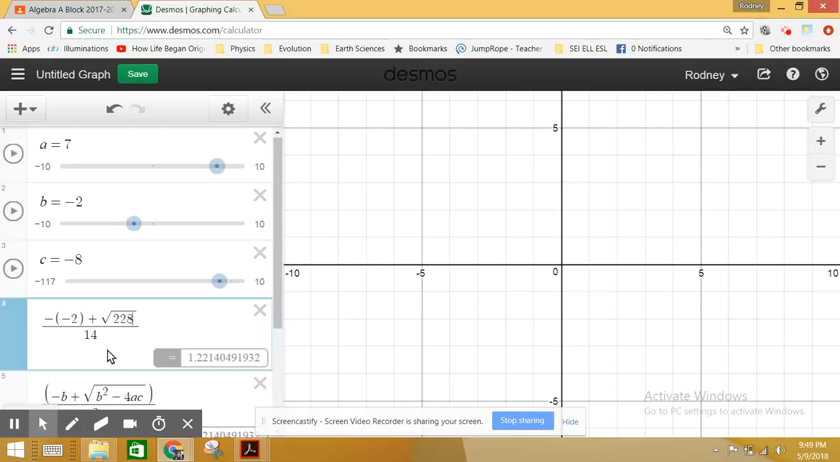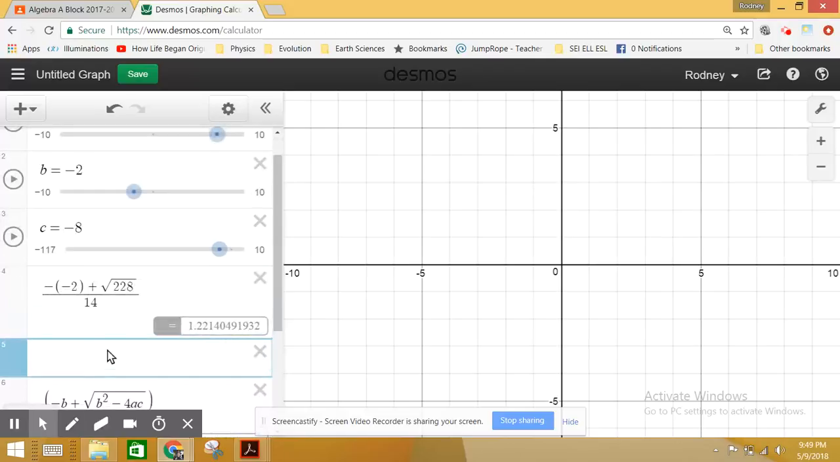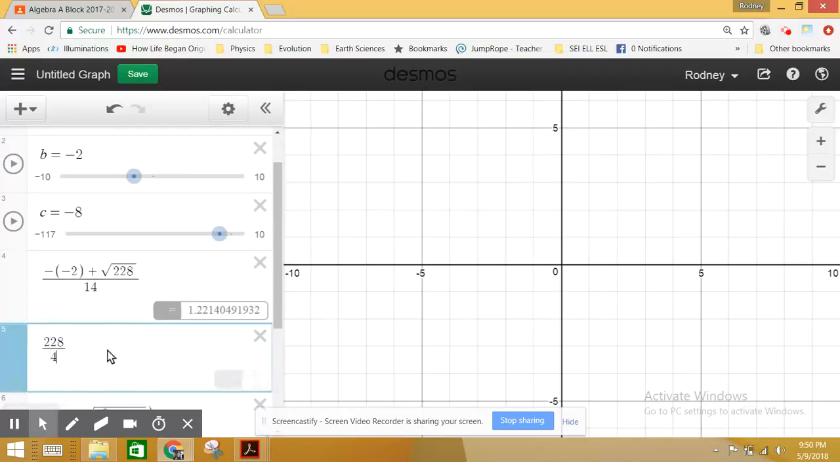Okay, 228 I could simplify a bit further. I know that it's divisible by 4, so I'm going to say 228 divided by 4. Let's see what I get. I get 57. All right, so that means this is the same as 4 times 57. 57 is a multiple of 3, but I do not believe it contains any perfect squares. I will confirm that in a second.